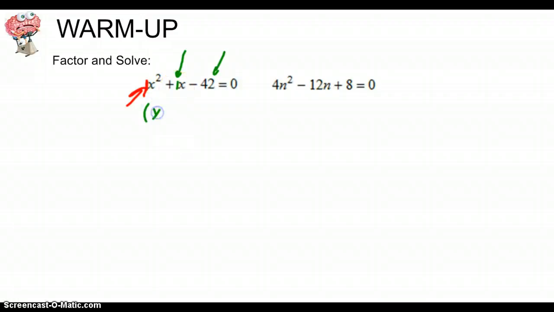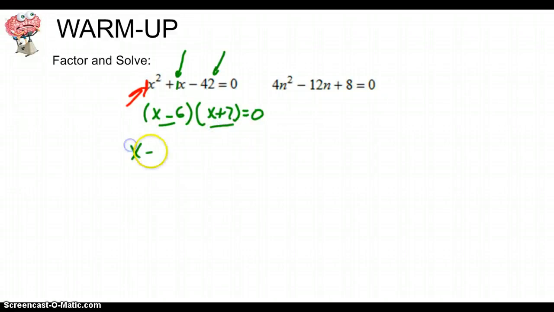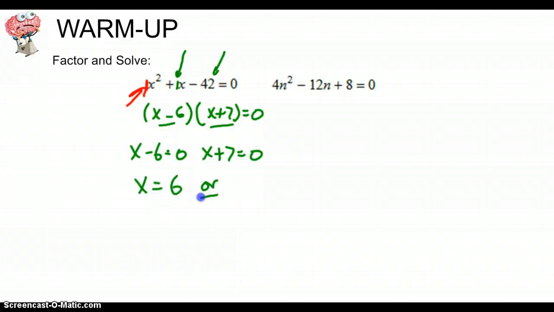So this factors into x minus 6 and x plus 7 equals 0. Now, by using the zero product property, we know that either this or this equals 0. So let's set that up. X minus 6 equals 0, x plus 7 equals 0. And so x equals 6 or x equals negative 7.